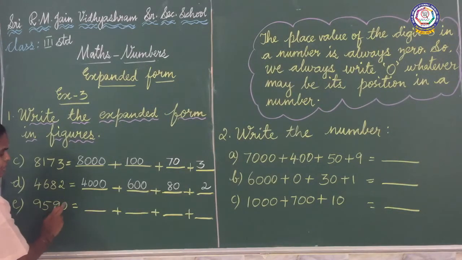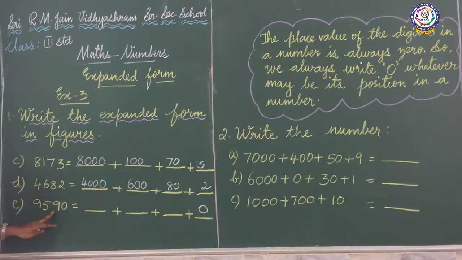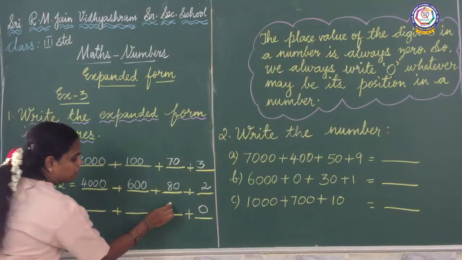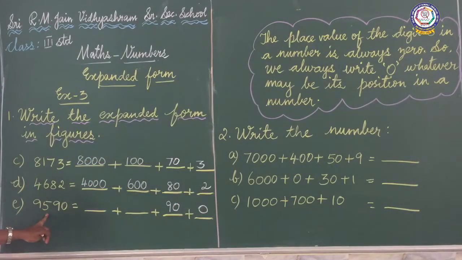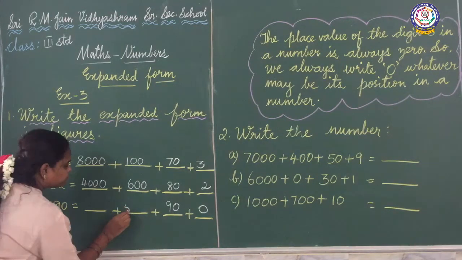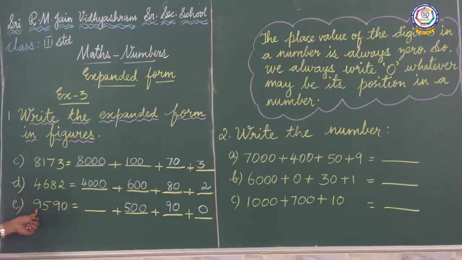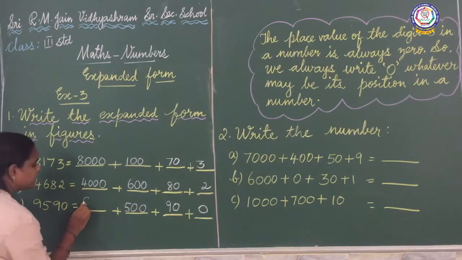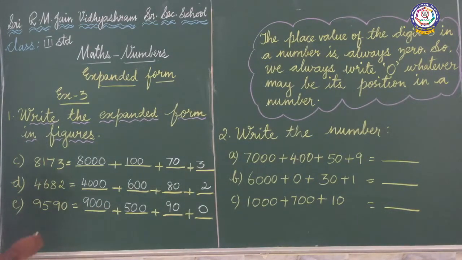What is the place value of 0? Ones. So 0 ones equal to 0. Next, what's the place value of 9? Tens. So 9 tens equal to 90. Next, place value of 5 is hundreds. So you can write 500. Next, place value of 9 is thousands. So what you have to write? 9,000. So you can write this number like this also.